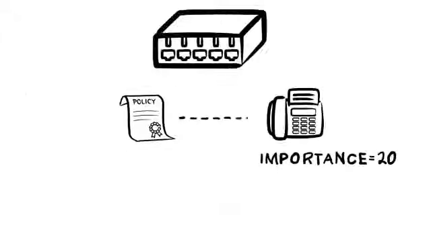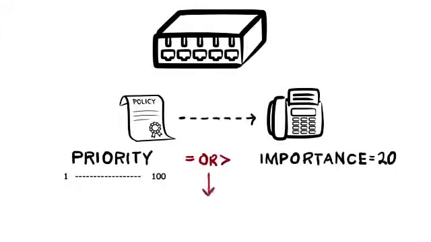When a new policy is sent down from an EnergyWise enabled management system, it is assigned a priority value also within a range of 1 to 100. This priority value is then compared to the importance value of each device. If the importance value is equal to or lower than the priority value, the policy is applied. If the importance is higher than that policy, it's skipped over.